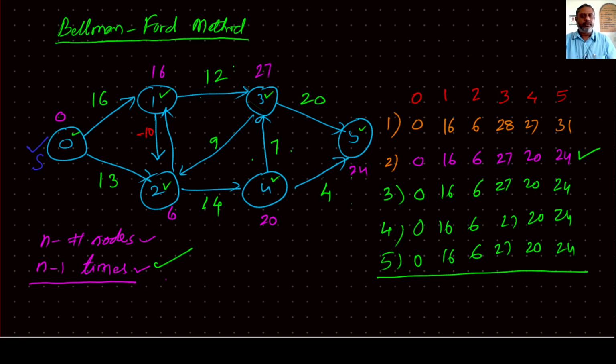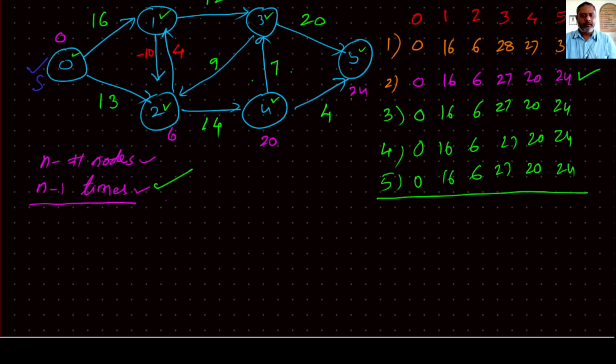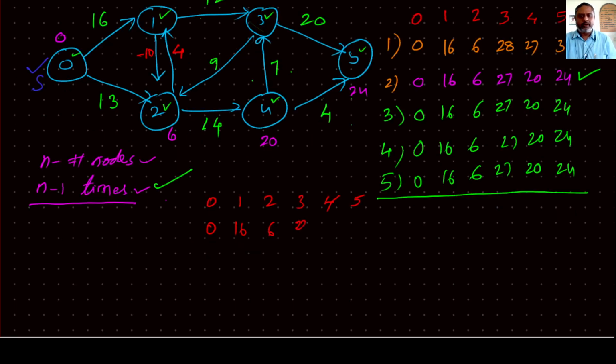Let us try to see what would happen if this was a 4. Okay, let's begin our journey again. So nodes 0, 1, 2, 3, 4, and 5. In our first step, you get a 0 here, 16 here, 6 here, then 28 here, 27 here, 31 here.